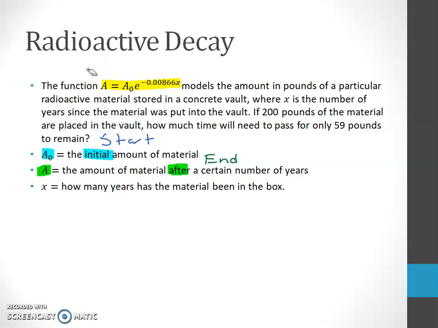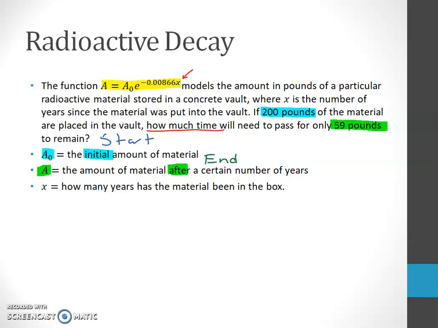Now, the important part is coming up here next. It says if 200 pounds of the material are placed in the vault. So they put 200 pounds in the vault. That sounds like a start value to me. Okay, that's what they're putting in there. How much time will need to pass for only 59 pounds to remain? So we're trying to figure out how much is going to be left. Well, that would mean that 59 pounds would be my end value. Okay. Now, what are they asking for here? Well, they're asking for how much time. So we are going to be solving for that little X value up there.